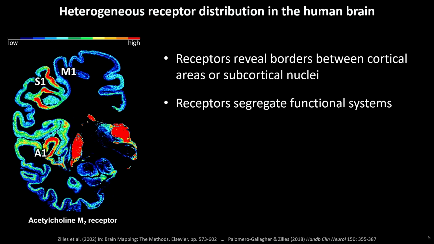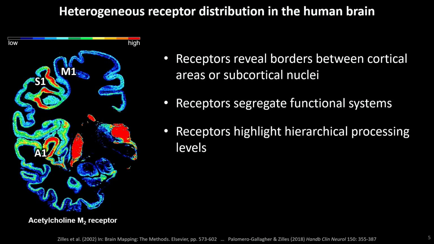We also know that the differences in receptor densities are not about just one receptor, right? You have to look at very many different receptors, so it is a multimodality. It's all receptors, but different receptor types, so you've got different modalities in there. They segregate functional systems. So if you look here, for example, S1, primary somatosensory cortex, has a completely different receptor distribution pattern, receptor densities, than M1, primary motor cortex.